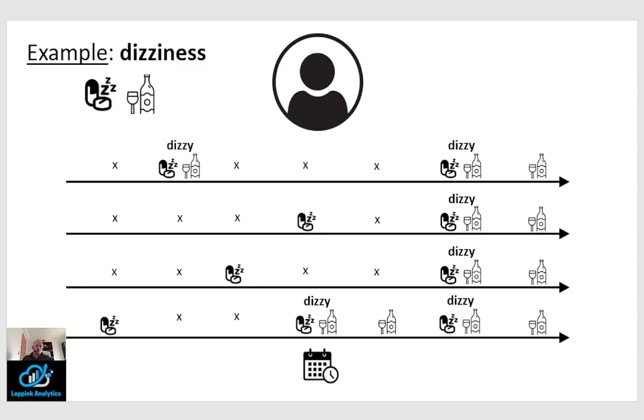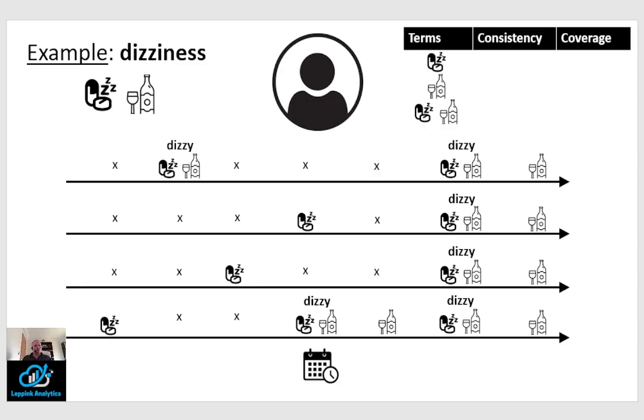So this is where qualitative comparative analysis comes in. Since for this example we focus entirely on the sleeping pills and alcohol intake, if these factors explain dizziness to some extent, morning dizziness could be expected to occur if the night before the patient consumed alcohol, a sleeping pill, or both. And two key measures in qualitative comparative analysis are consistency and coverage.